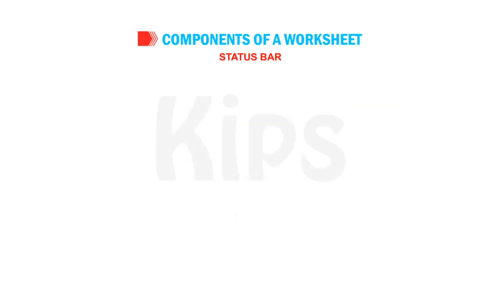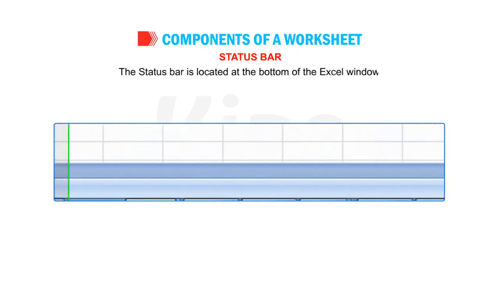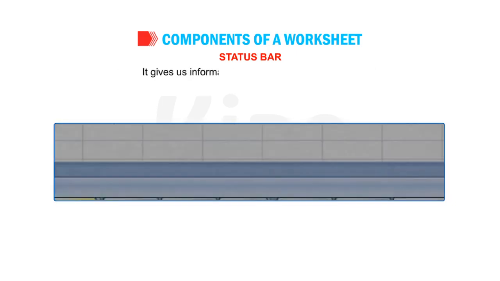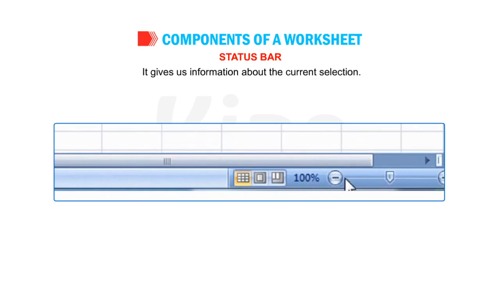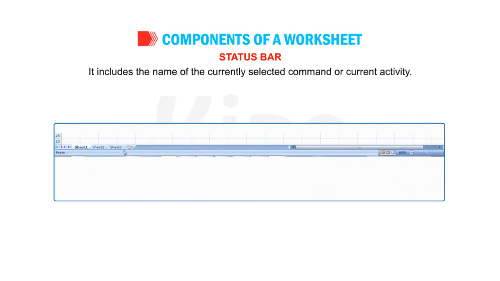Status bar. The status bar is located at the bottom of the Excel window. It gives us information about the current selection. It includes the name of the currently selected command or current activity. It also displays warning messages.